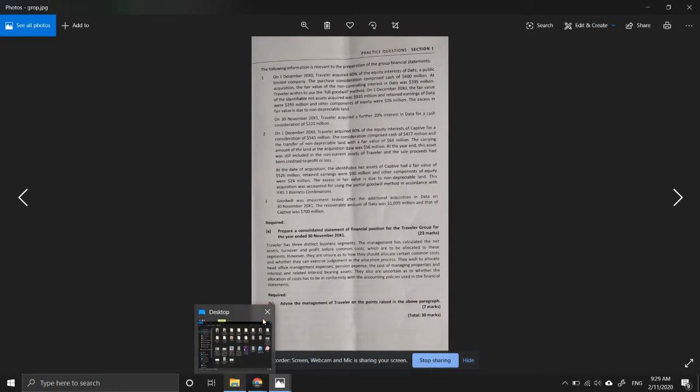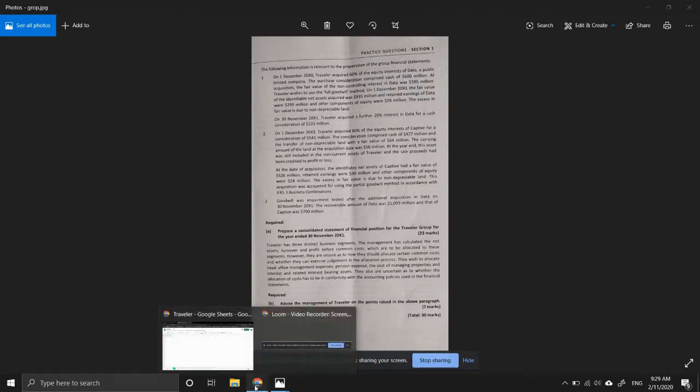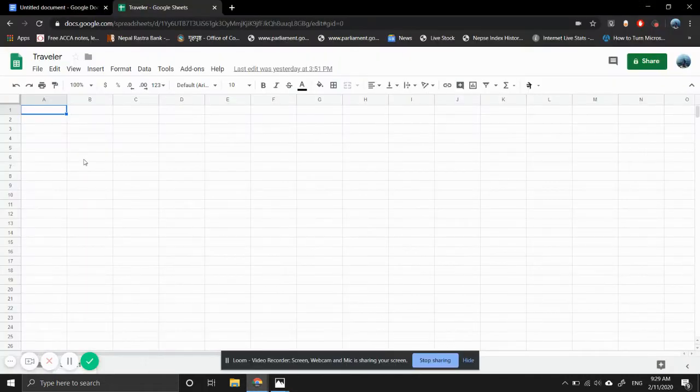Okay, so what we are required to prepare is a consolidated statement of financial position for Traveler Group for the year ended 30th November 20x1, right? So let's prepare it.